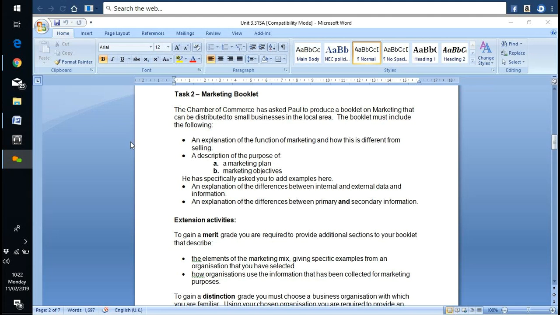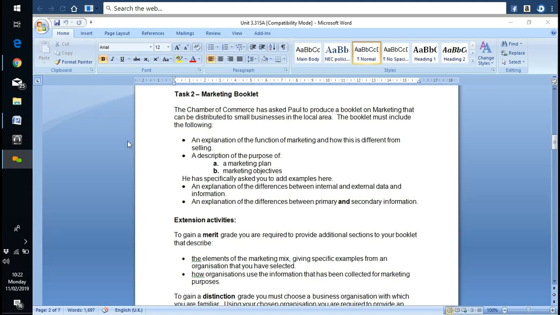He has asked specifically to add examples here of an explanation of the differences between internal and external data and information, and an explanation of the differences between primary and secondary information. Well, those two run together, actually. Internal data is data you get from inside the organisation and how it's used and how it's transferred within the organisation itself. And external data is data that's used from other companies, where they benchmark against another company and try to find out what their aims and information are, if they're in competition.